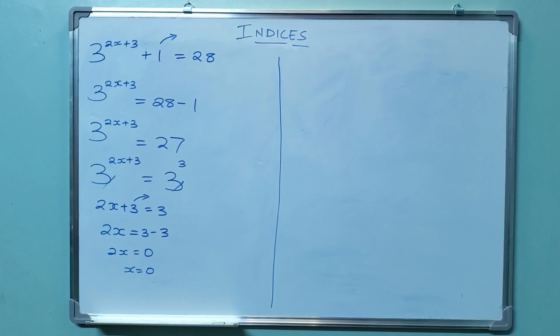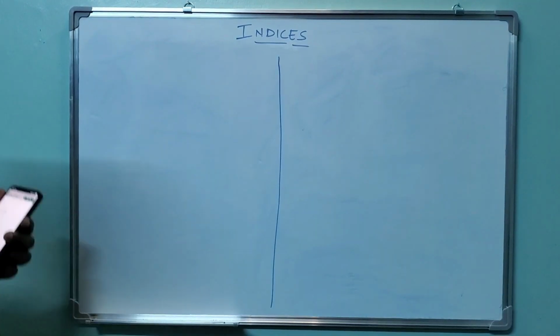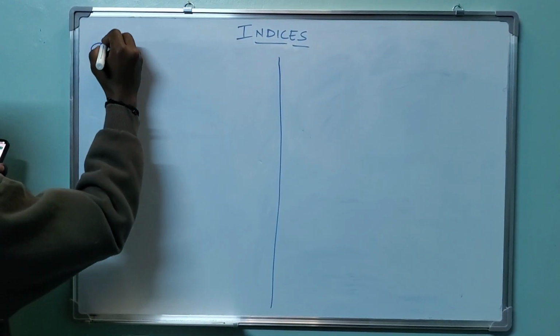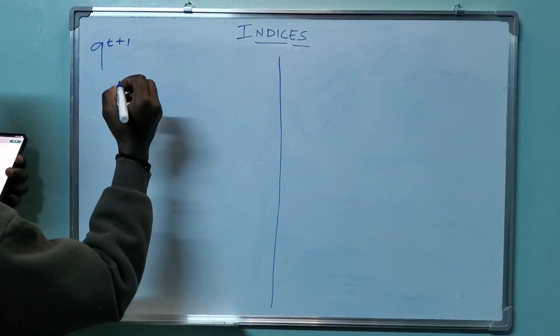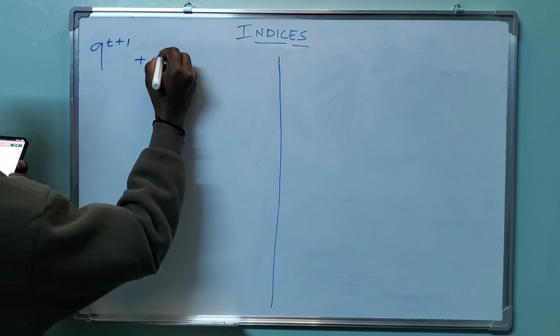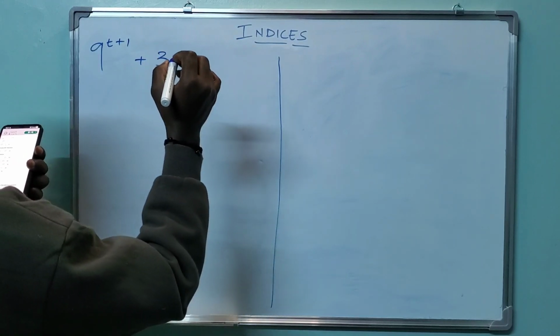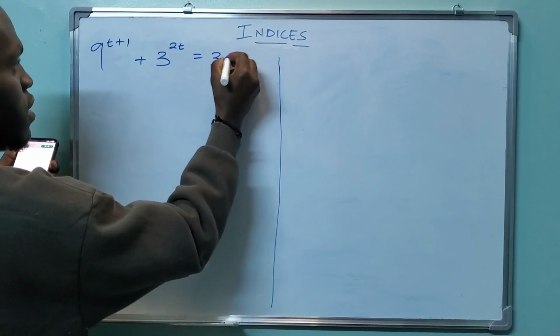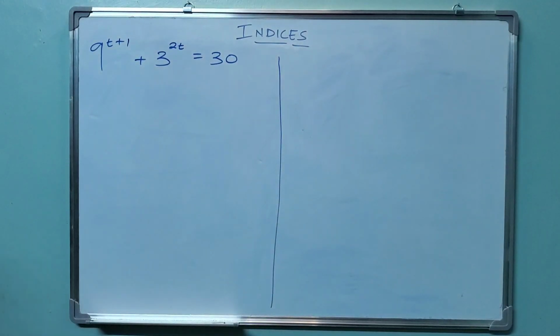Now I want us to try one complicated question on indices. So let us try this. So this is the question. 9 raised to power t plus 1 plus 3 raised to power 2t being equals to 30. Now, such a question, how are we going to work out such a question?